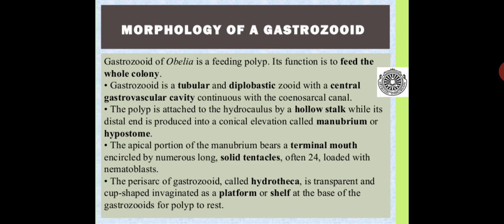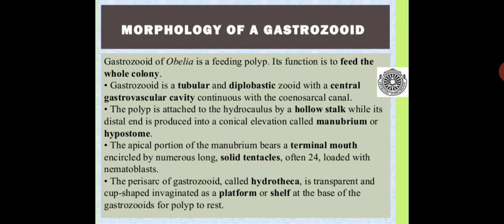The apical portion of the manubrium bears a terminal mouth encircled by numerous long, solid tentacles, often 24 in number, loaded with nematoblasts. The perisarc of the gastrozoid, called hydrotheca, is transparent and club-shaped, invaginated as a platform or shelf at the base of the gastrozoid for the polyp to rest.